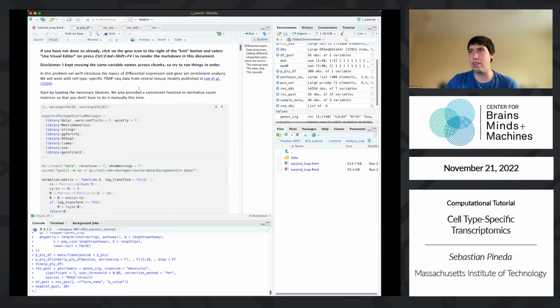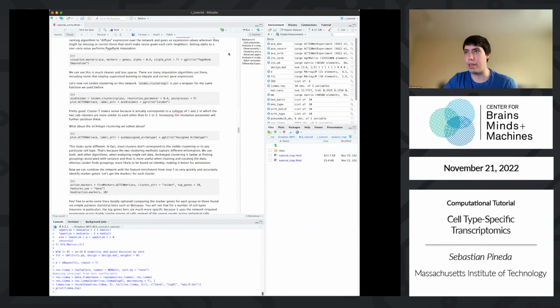So now we can ask, okay, how do we do the same thing but with cell type specificity? What additional information can we get if we were to do this with single cell resolution? So we'll go to that. All right, this one I kind of pre-ran because it runs kind of slowly.